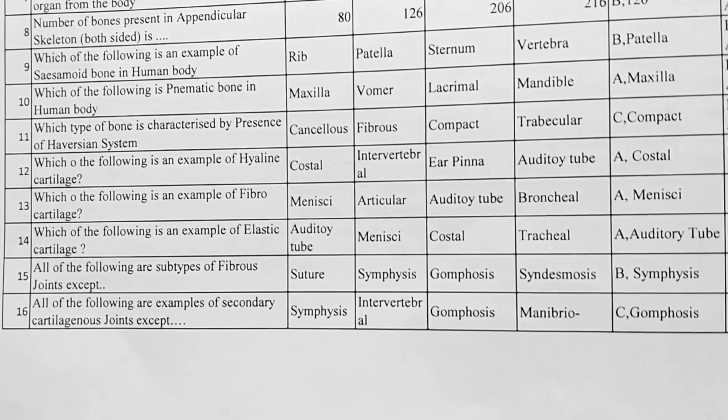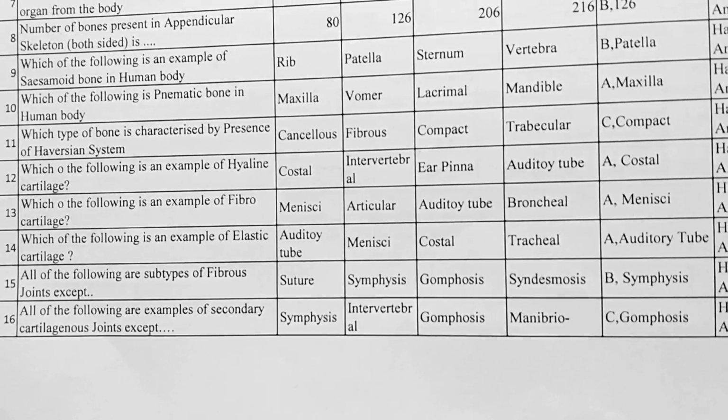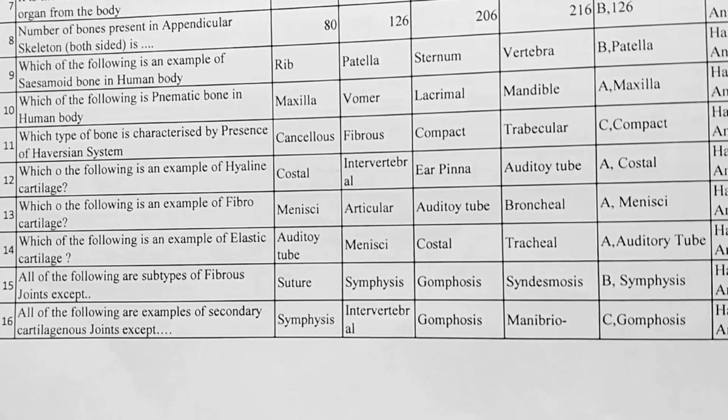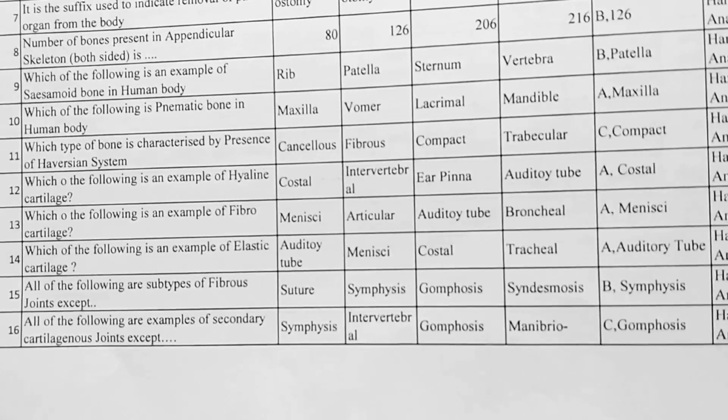Next, all of the following are subtypes of fibrous joint except. Options are suture, symphysis, gomphosis, syndesmosis. Option B is correct, symphysis.